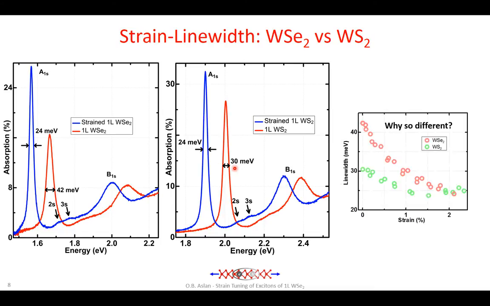And if you look at the spectra in between, the behaviors are so different for tungsten diselenide and tungsten disulfide. Tungsten diselenide starts with a much higher number and saturates to 24 meV only at high strain, yet tungsten disulfide is already good and the line width saturates very quickly and is nearly constant. And why are they so different?